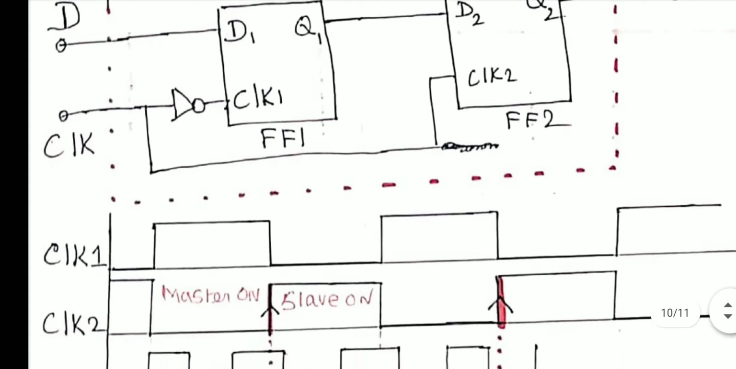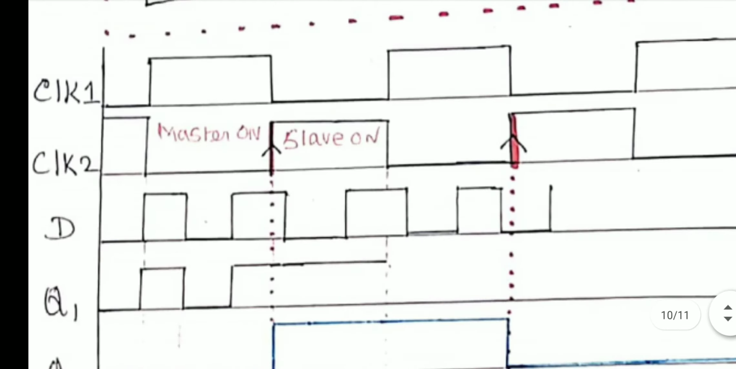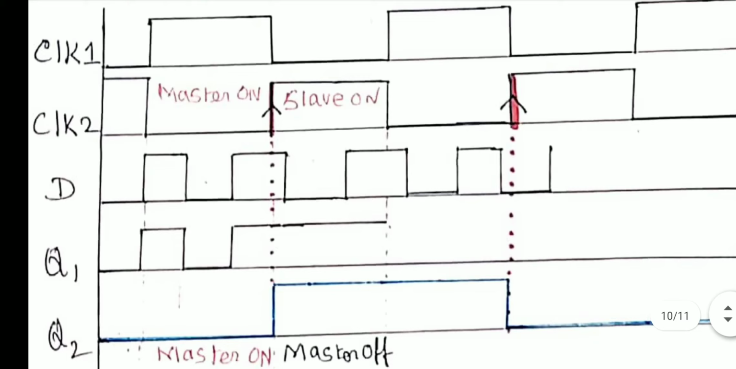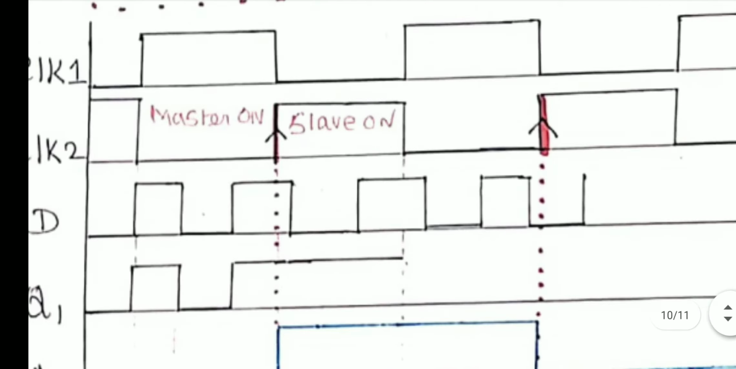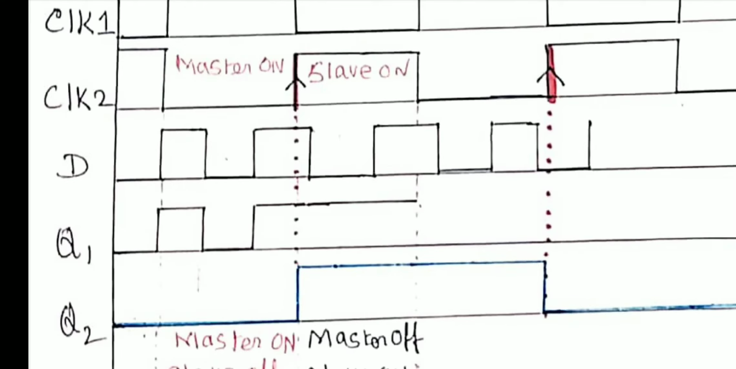Now look here, D changes 0, 1, 0, 1. The same changes we are seeing at the Q1 output: 1, 0, 1. Because the master flip-flop is on, it transfers the D input to the Q1 output. At the same time, what about Q2? The slave flip-flop is off, so Q2 does not respond. Q2 retains the previous value. The previous value is 0. Hence Q2 remains 0.